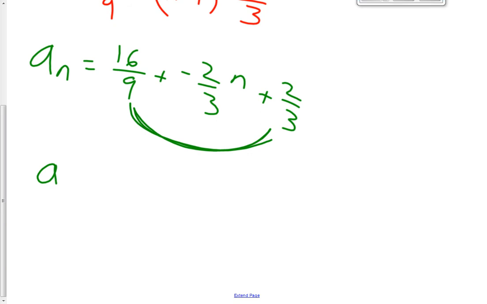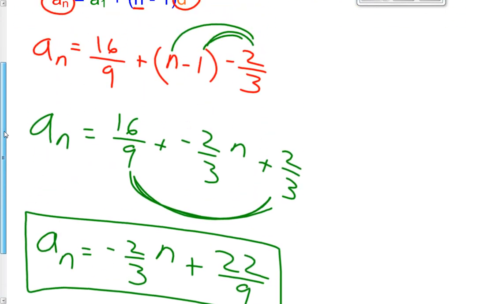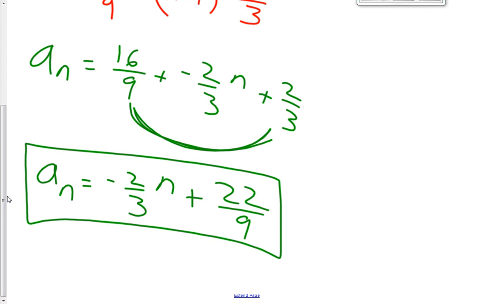So we have the value of my last term, a sub n, equals a negative 2/3 times the number of terms that there are, and then 16/9 plus 2/3. When you do that in your calculator, you get 22/9. So a sub n equals negative 2/3 n plus 22/9. There is our explicit formula. So now we can use this to find the value of any term in this sequence. So this is my answer for letter A right here.